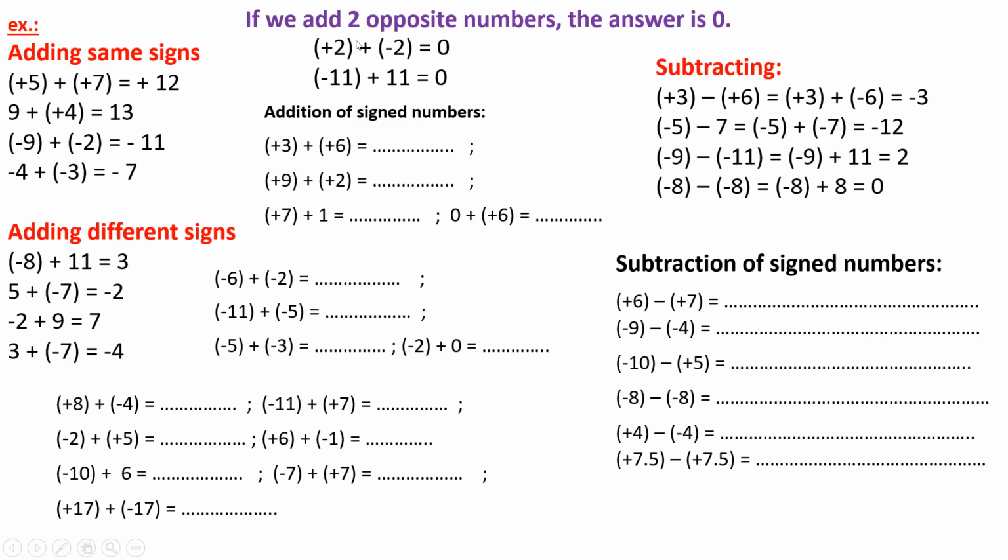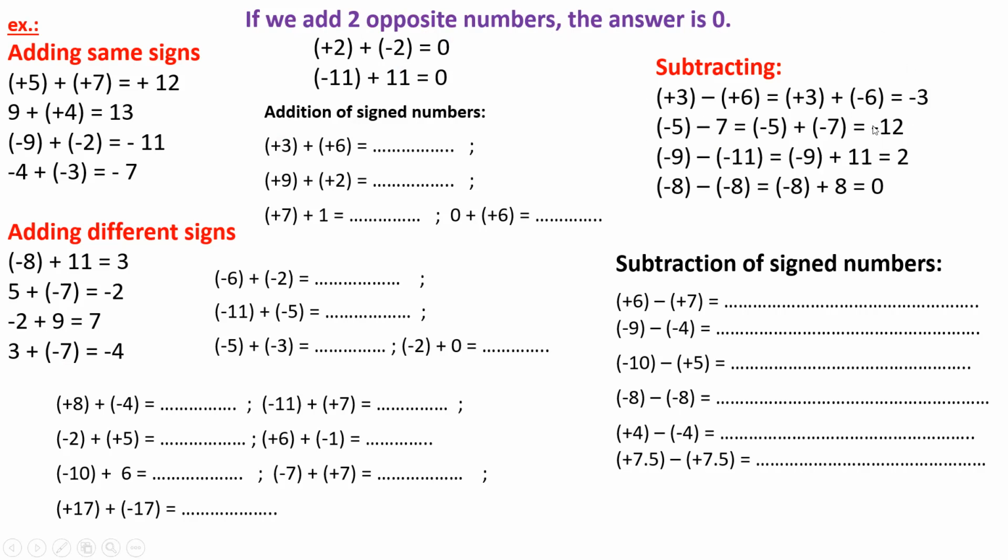We have a very important rule in addition and subtraction. If we add two opposite numbers, the answer will be 0. So if I'm adding a positive 2 with a negative 2, it's 0. If I'm adding a negative 11 with a positive 11, my answer is 0.